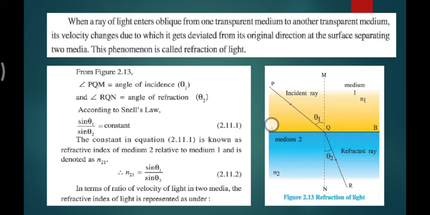What is the meaning of refractive index? Before that, let me complete what is being explained. The constant here is symbolized as n21. What does it mean? n21 is the refractive index of medium 2 relative to medium 1. If it is n12, it is the refractive index of medium 1 with respect to the second. In this way it will be called.